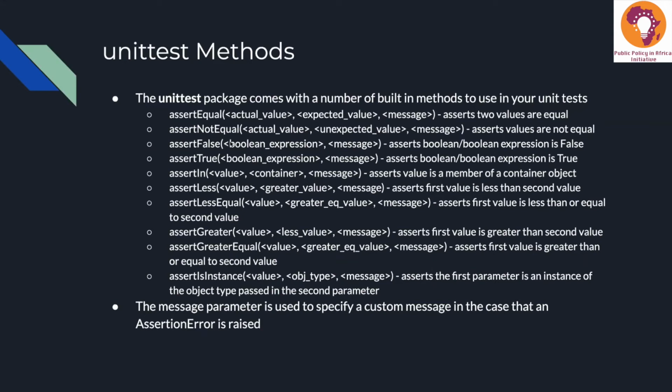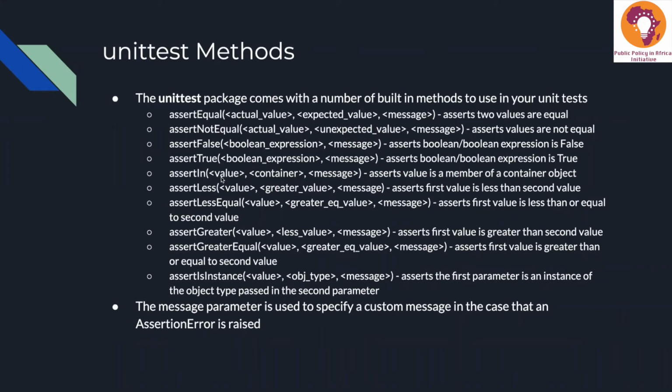We have assert false. So this is just checking if something is false. We can have a Boolean expression in here, or a variable that would store a Boolean value, and it asserts that a Boolean or a Boolean expression is false. Assert true asserts that a Boolean or a Boolean expression is true.